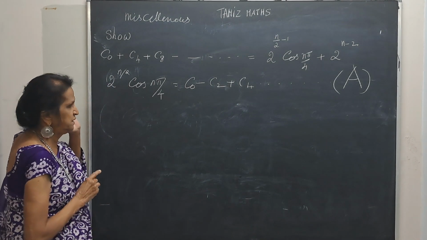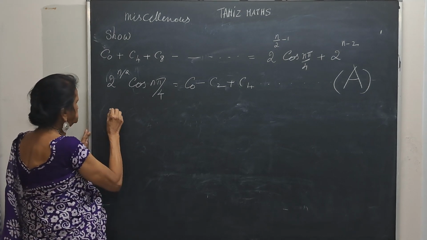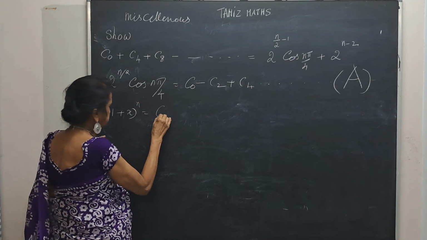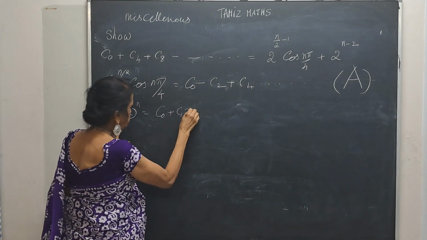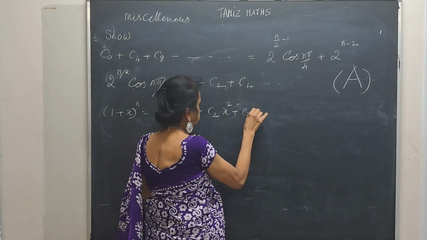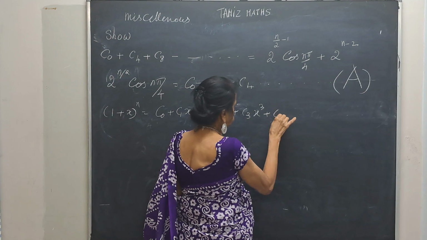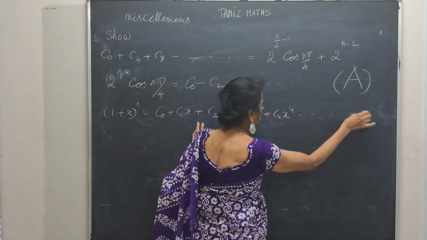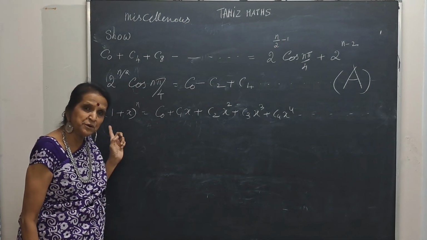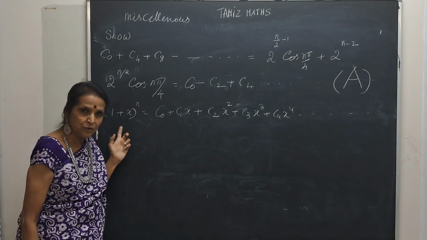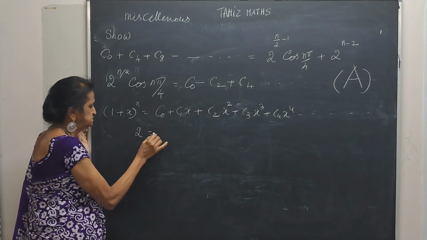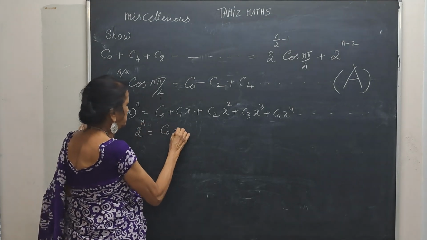Now, let that be there, call it A. Now look here. (1 plus x) whole power n is C naught plus C1 x plus C2 x squared plus C3 x cubed plus C4 x to the 4, you write. More than that not needed. Put x equal to 1. You can put anything you like. Put x equal to 1: 2 to the power n is the sum of the C's.